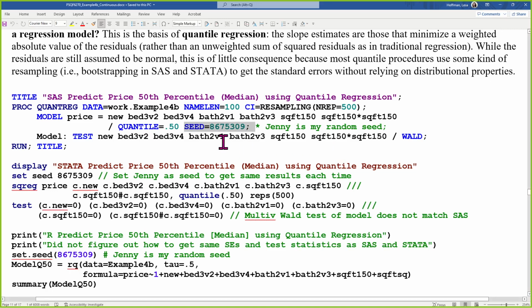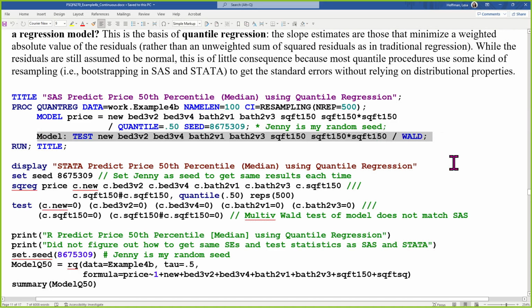And as discussed last time, Jenny is my seed. The 80s song, 8675309, is what it's called, for those of you who are going to go to YouTube. I'm asking it for the 50th quantile, quantile equals 0.5 here. The model statement looks exactly the same as what we're used to otherwise. Outcome variable equals all my predictors.